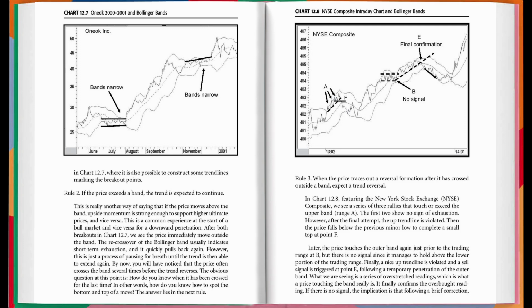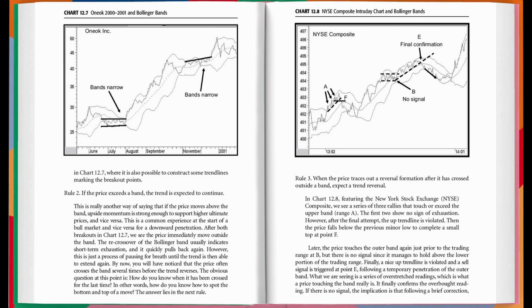Later, the price touches the outer band again just prior to the trading range at B, but there is no signal since it manages to hold above the lower portion of the trading range. Finally, a nice uptrend line is violated and a sell signal is triggered at point E, following a temporary penetration of the outer band. What we are seeing is a series of overstretched readings, which is what a price touching the band really is. It finally confirms the overbought reading.